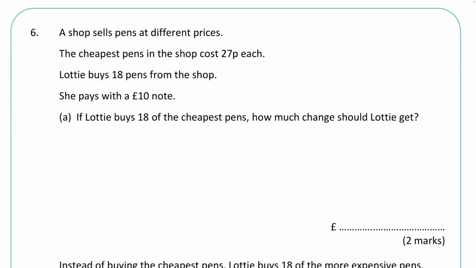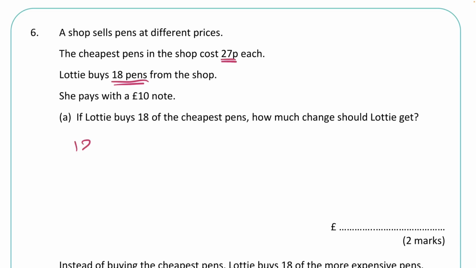Now this next question says a shop sells pens at different prices. The cheapest pens in the shop cost 27 pence. Lottie buys 18 pens from the shop and she pays with a £10 note. If Lottie buys 18 of the cheapest pens, how much change should she get? Well, here we are buying 18 pens and each one is costing 27 pence.